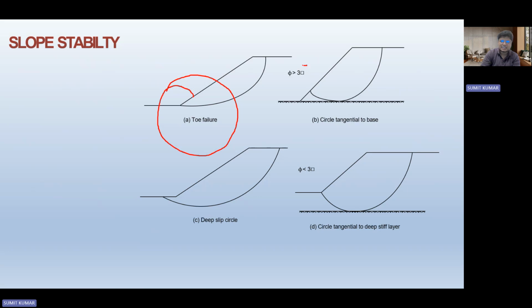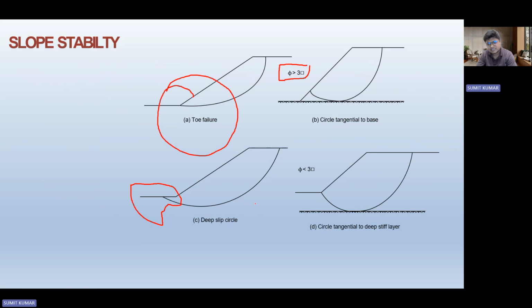Now it has been mentioned earlier that if the slope angle is greater than 30 degrees, 30 degrees there, not 3 degrees, then the circle tangential is base failure. So over here you see that the failure takes place from the base. Now the deep slip failure, in which the failure takes place at this point, at the surface base, is why it is said to be deep slide circle.